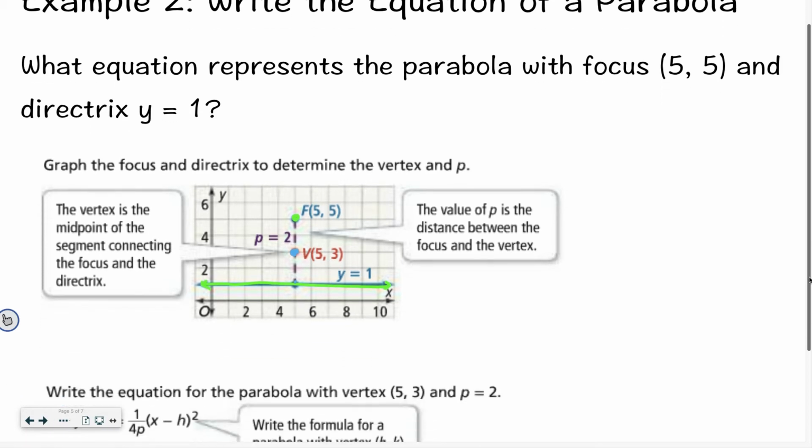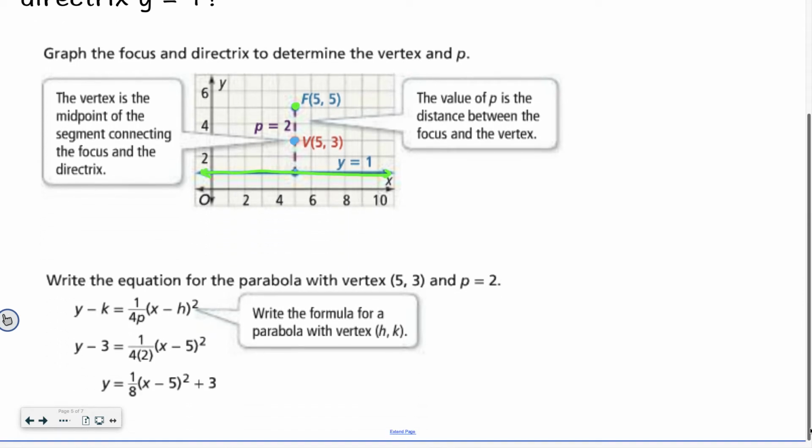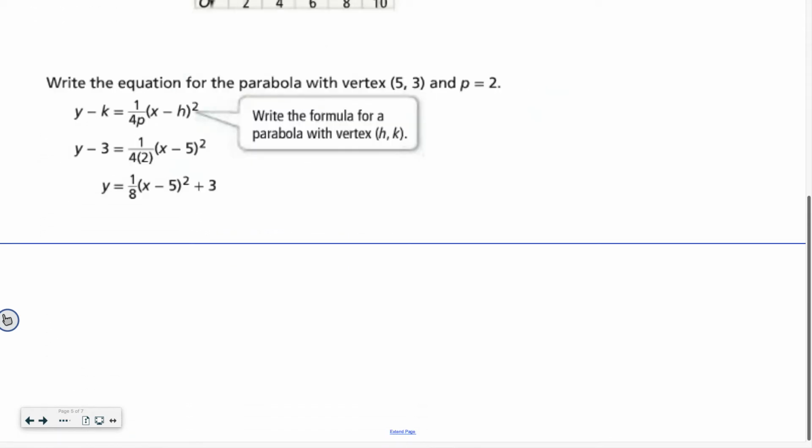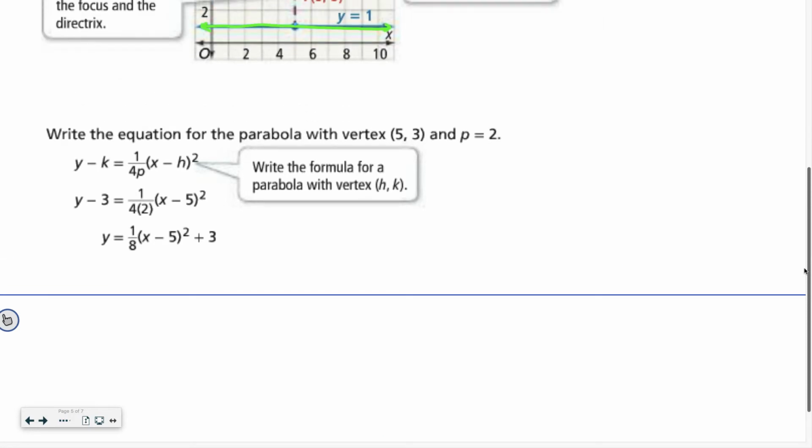Once you've graphed it, the way you can write the equation is you use the vertex as your (h, k). So I'm going to replace h with 5 and k with 3, which is done in this step. And they also replaced p with 2 because the directrix and the focus are 2 units away from the vertex. Then all they do is simplify a little bit.